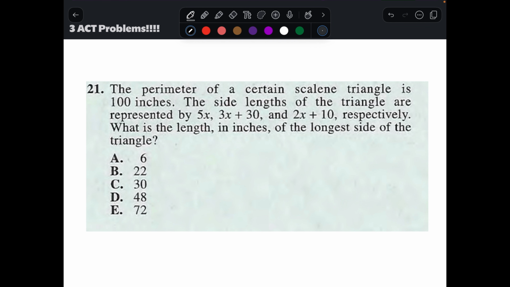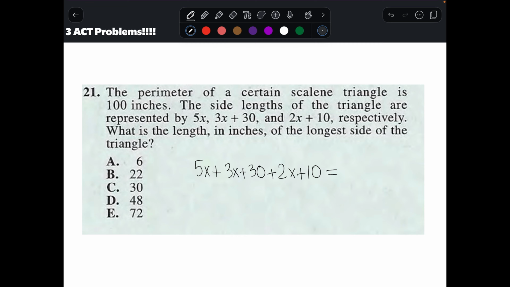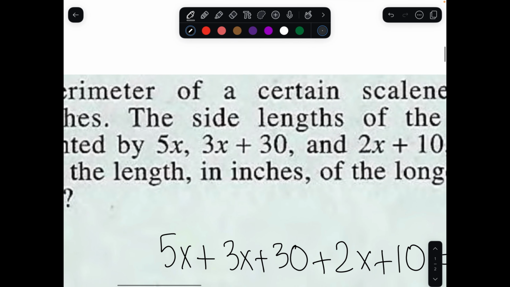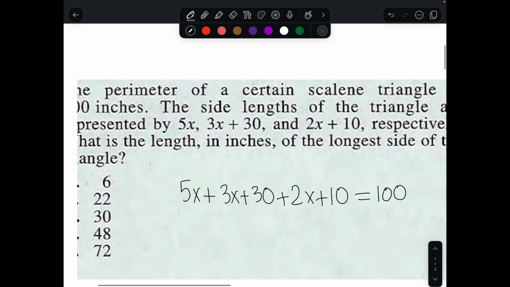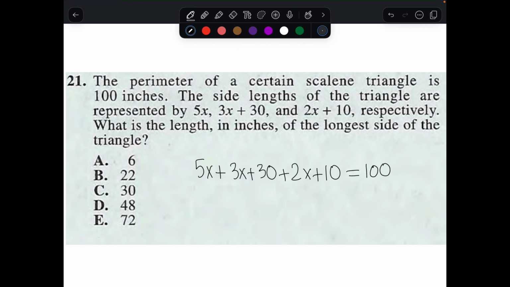So what we can do is we can add 5x plus 3x plus 30 plus 2x plus 10 and set this equal to 100. Then we can solve for x, and we can plug in x into each of these and see which one gives us the greatest side length, which is our longest side of the triangle.